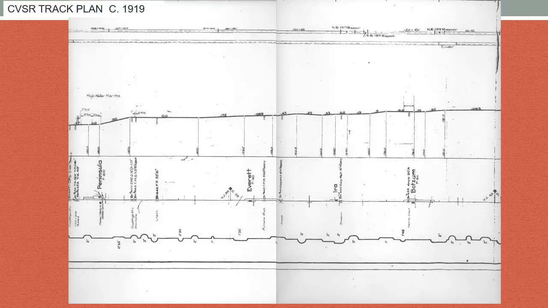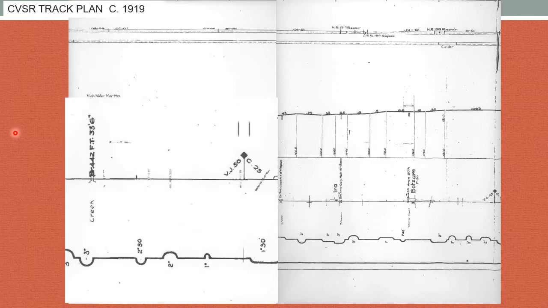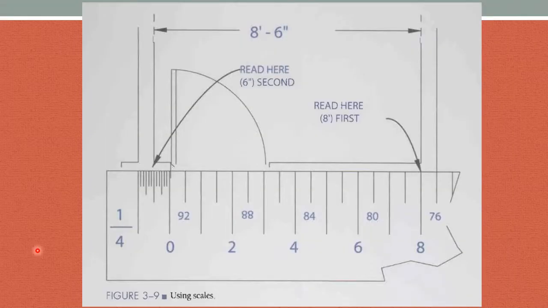So here's an example. This is a track plan of the Cuyahoga Valley Scenic Railroad from around 1919. And let's zoom in on a part of it. We see here a milepost 50. And this little tick mark indicates milepost 51. So you can see how thick this line is. Where do I measure the length of the curve? Do I measure it from here, or this side, or the middle? So you can see why it'd be difficult.